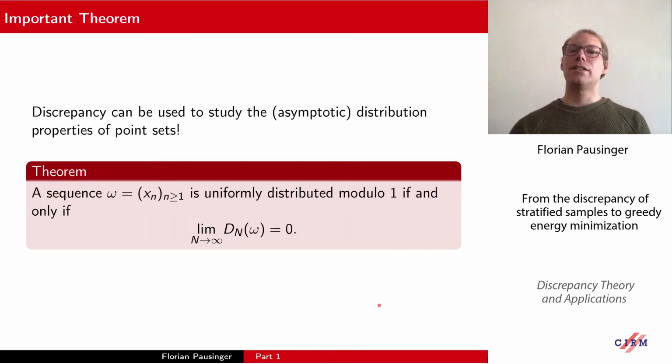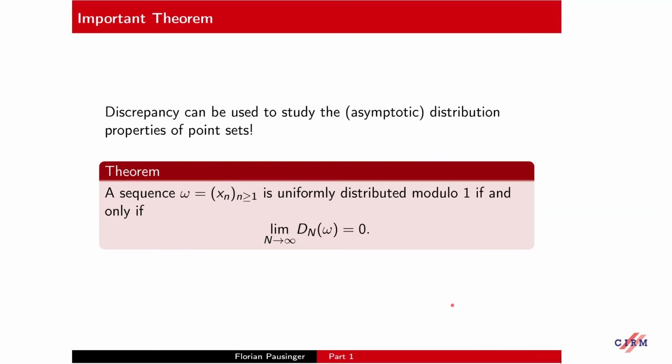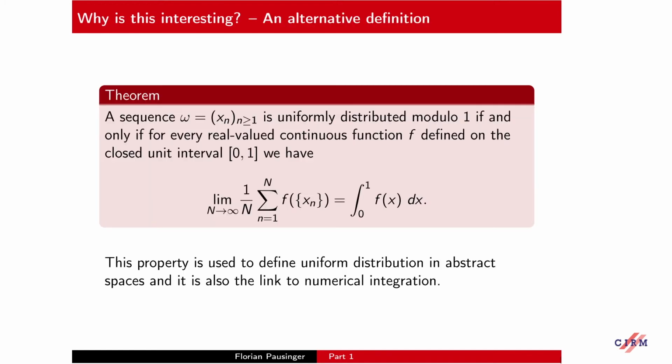The important theorem in this context is that a uniformly distributed sequence can be characterized via its discrepancy. So there is this classical theorem that the sequence is uniformly distributed modulo 1 if and only if the discrepancy goes to 0 when the number of points goes to infinity.